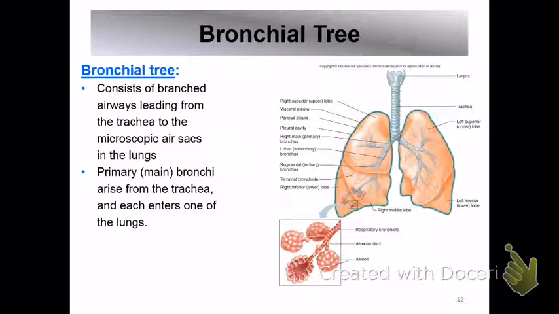Okay, the bronchial tree. And they say it's a tree because if you were to turn it upside down, it would look like a tree. Consists of branched airways leading from the trachea to the microscopic sacs in the lungs. So to these little alveoli, I think I mentioned those when we were talking about cigarette smoke. The destruction of alveoli is emphysema. So that's your bronchial tree.